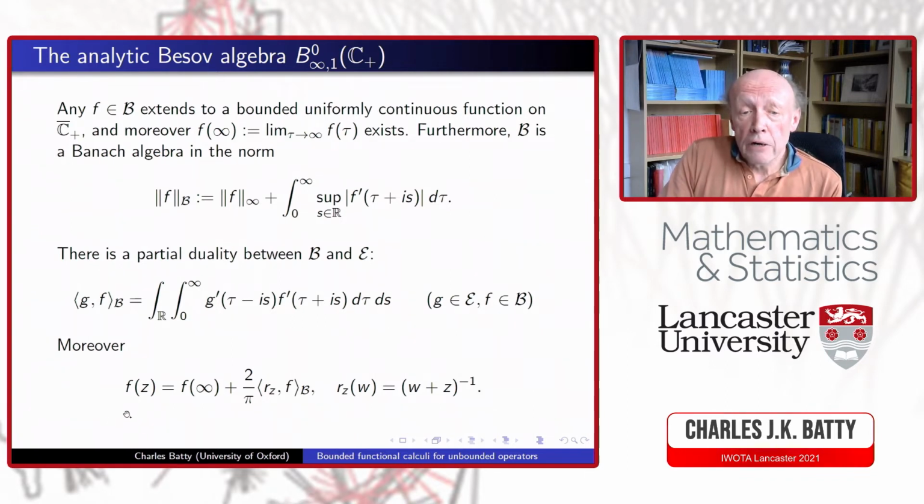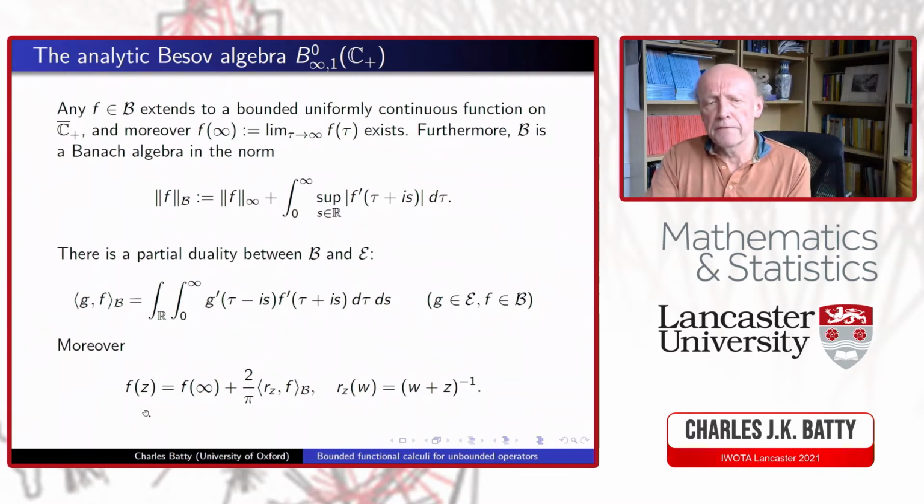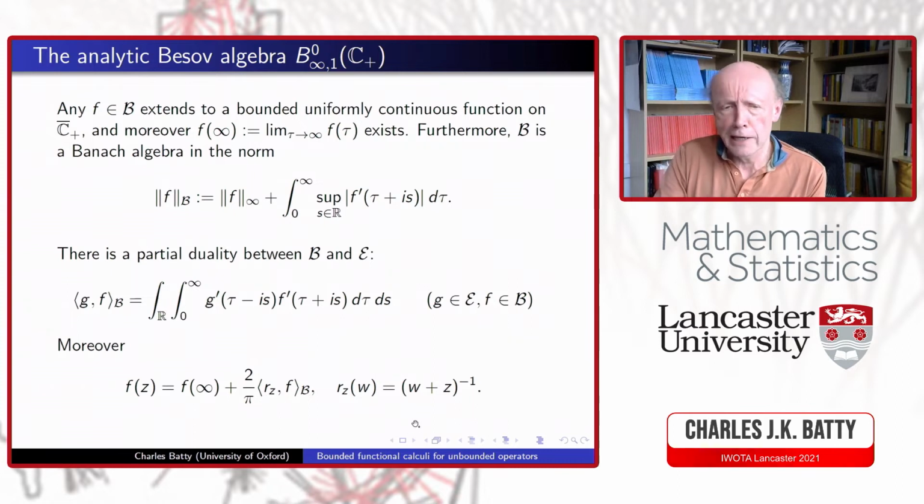One can retrieve the function f in this way. It's this constant f of infinity plus, well, 2 over pi is a factor that comes in, f in duality with the function R_z, which is this resolvent function. So basically this formula is going to enable us to make sense of f of A. We just replace z by A, basically.